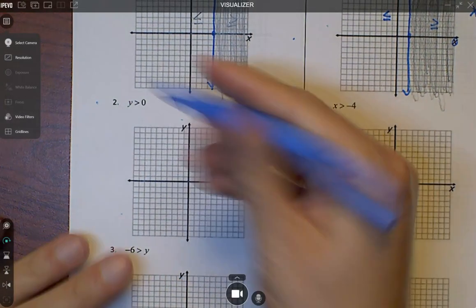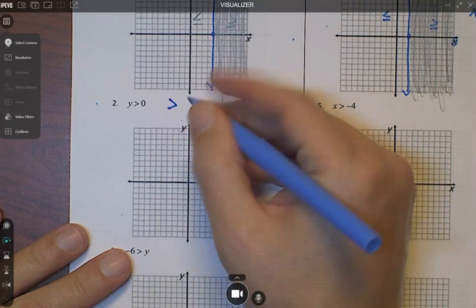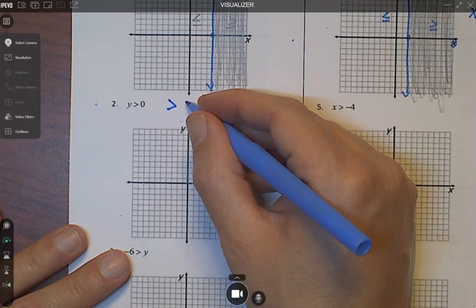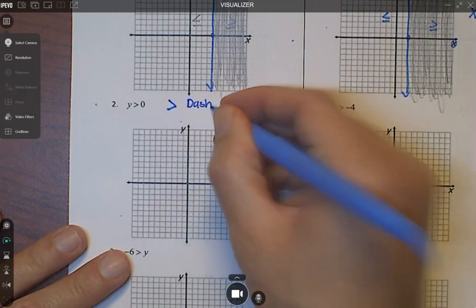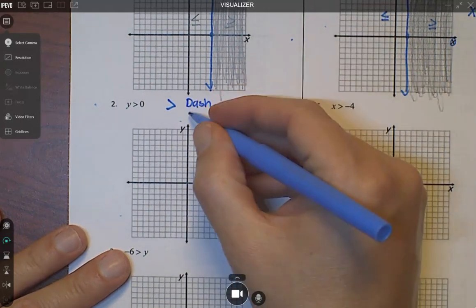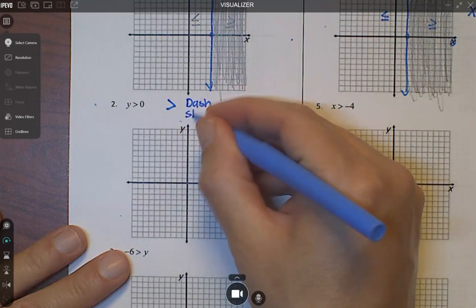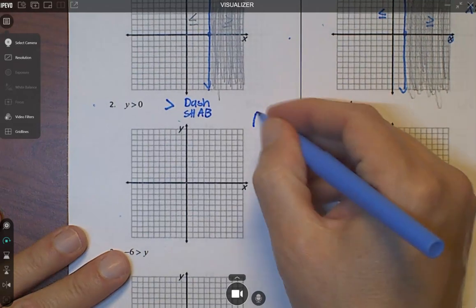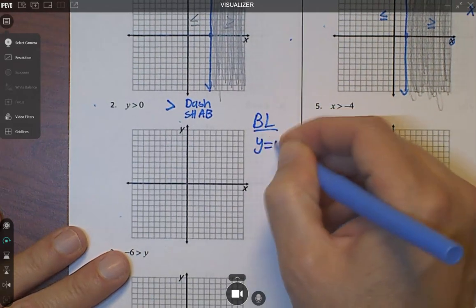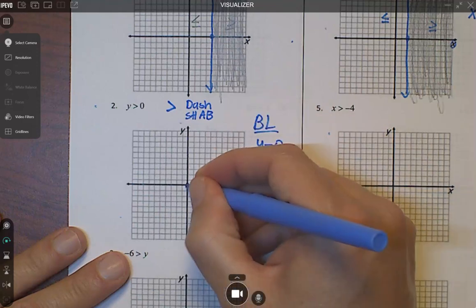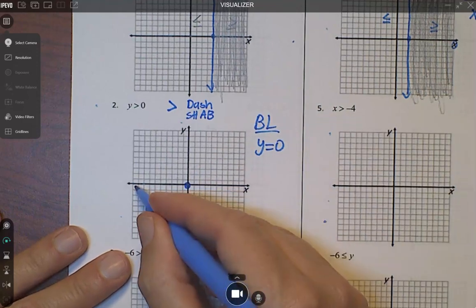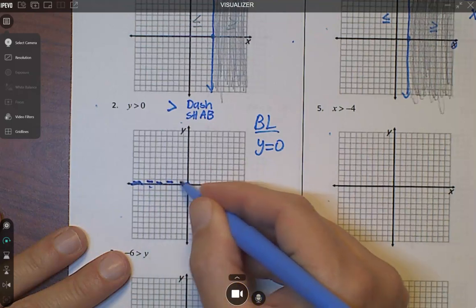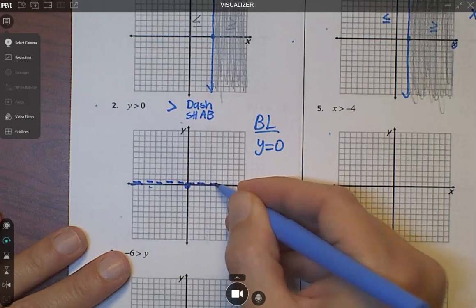Okay. If you look at your little chart, greater than for a y equals equation is going to be dash line, because we're saying y can't be 0. And we're going to shade above, because the boundary line is y equals 0. So go to where y is 0, and we're going to make a horizontal dash line. So you can see it. It should be right on the line.